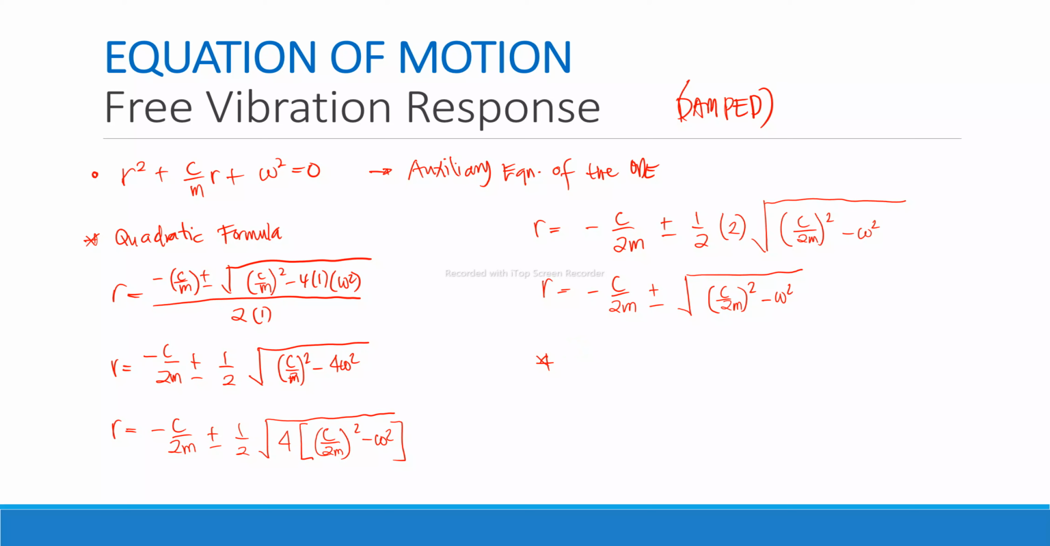Now, for this one, to make our life easier, let's add a variable, let's say we have psi. The psi is our damping ratio. So this is equal to the damping coefficient over the critical damping.